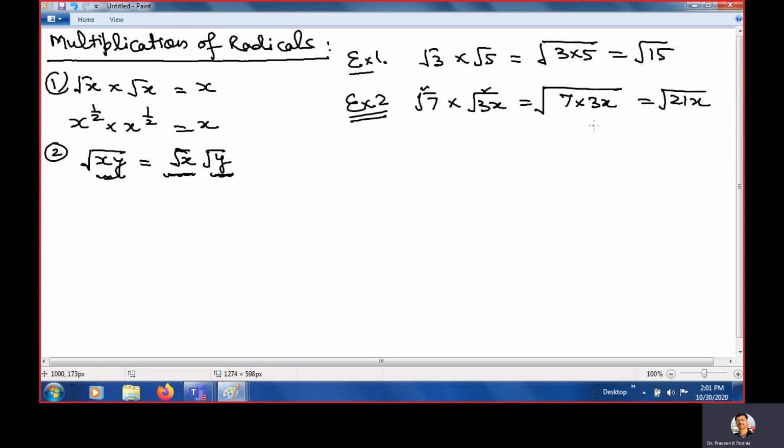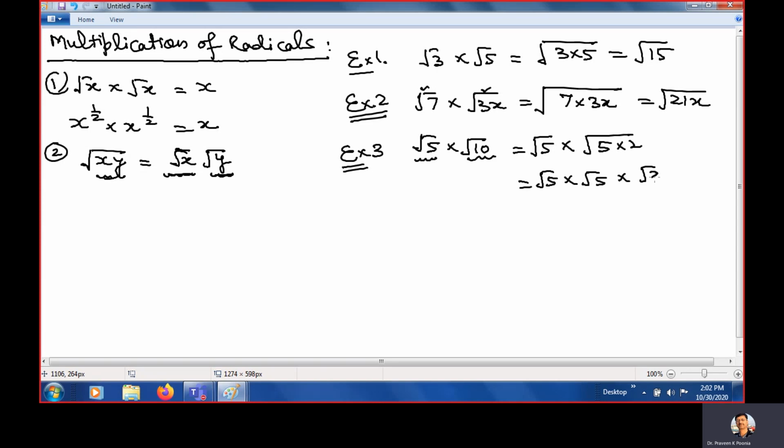Understand? Now another example we will take, example 3. It is the value of root 5 into root 10. Clear? Root 5 into root 10. Look, root 5 and root 10. So we will break it into two numbers, root 5 into root 5 into square root 2. Now see here, this is the same as square root x into square root x is equal to x. So this is equal to 5 root 2. Class, this is the answer.